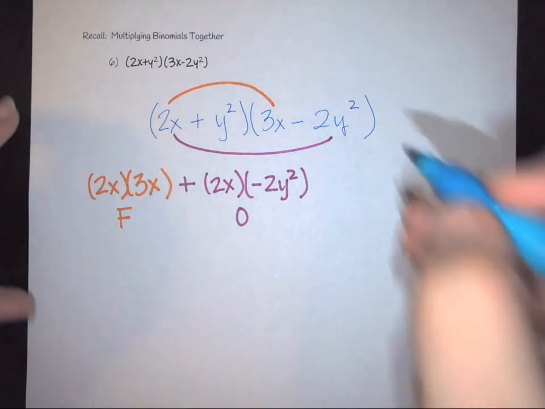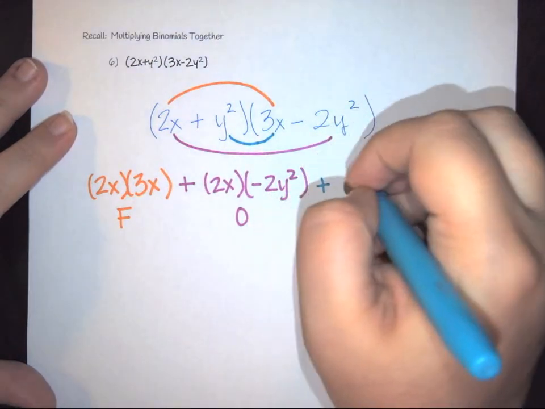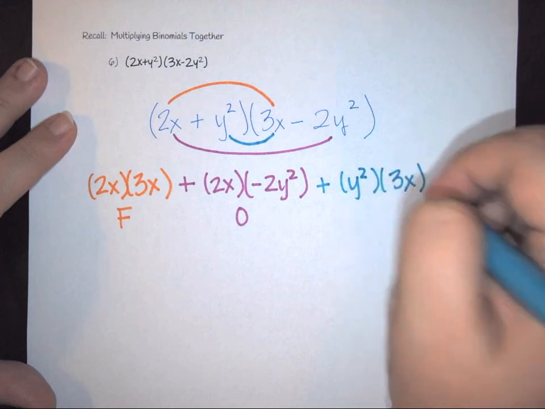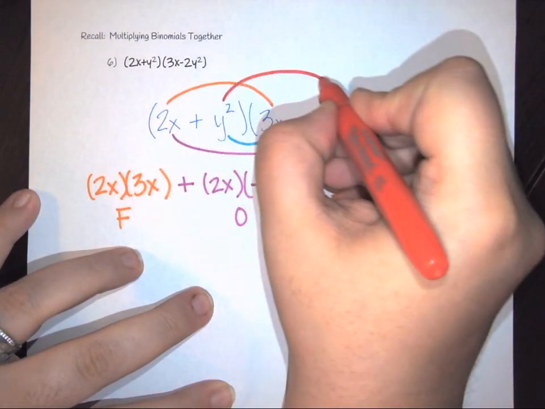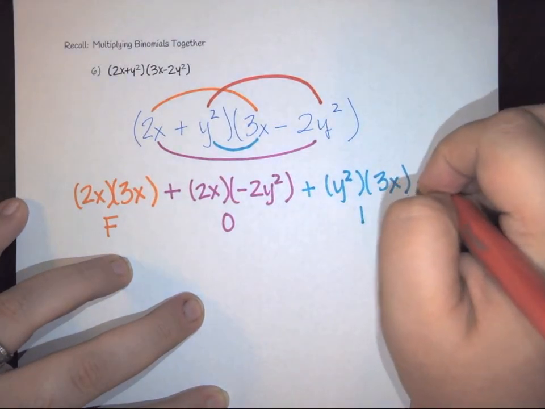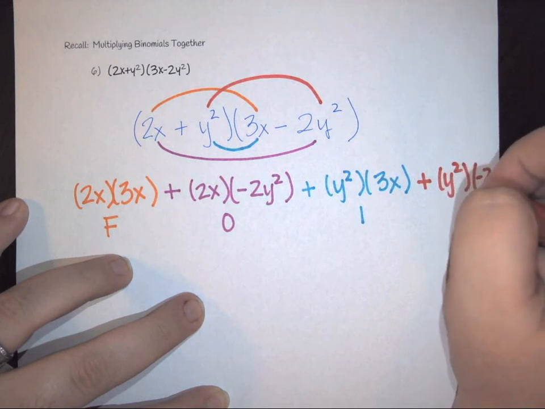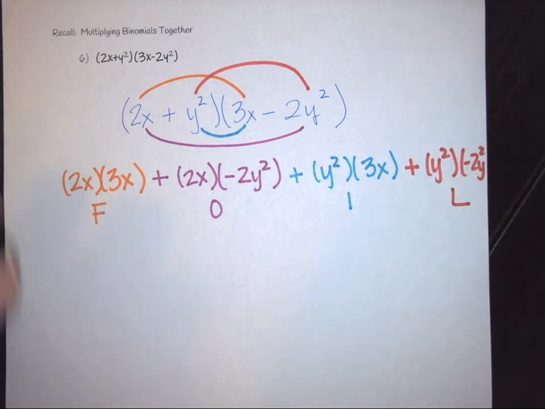I then have my innermost terms. So inners would be the y squared and the 3x. So this is plus y squared times my 3x. This is my innermost terms. And then I have my last terms. They are the last terms that we have. And so here this would be plus y squared times negative 2y squared. And so this is my last.